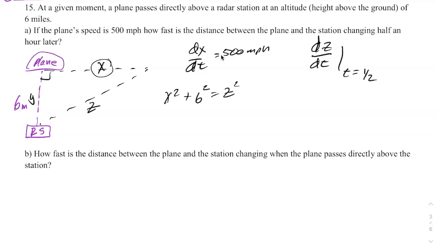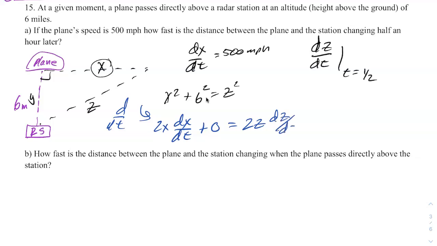Now we can do what we always do. Take a derivative with respect to t. Derivative of x squared is 2x dx/dt. Derivative of 6 squared is 0, right? It's a constant. And then over here, derivative of z squared is 2z dz/dt. Just like always with these, we can cancel out the 2's. So we just have x dx/dt equals z dz/dt.